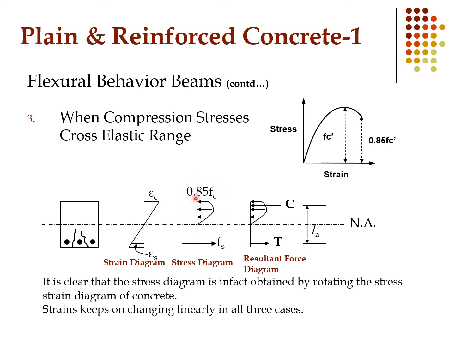So it is 0.85 f'c, this stress at the top concrete level. Again, stress in the steel is Fs. We have the resultant diagram, again C and T, and the distance between C and T is LA. This set of diagrams is valid when compression stresses exceed the elastic range.